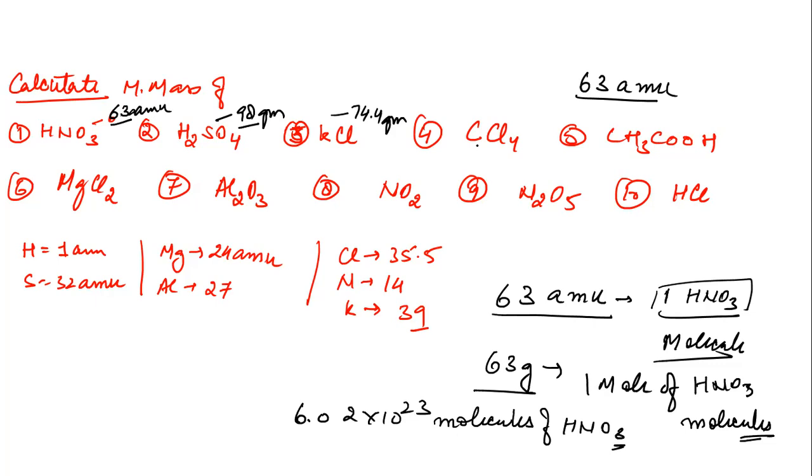Okay, now tell me, what is CCl4? 154 AMU. Okay, fine. I hope you have calculated correctly. We need to discuss this. Then we will discuss some formulas, or you can say moles in terms of mass.